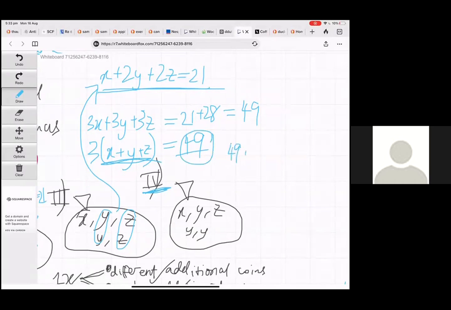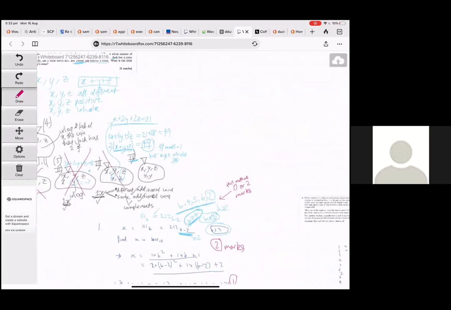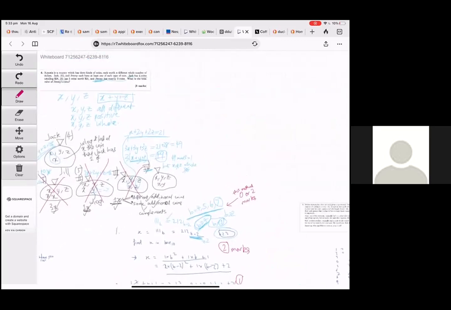However, 49 mod 3 is equal to 1. So that means 49 is not divisible by 3, and X, Y, and Z would not be whole numbers. So since X, Y, and Z are whole, that can't be the case. So case 3 is out of the question. And so we definitely know that it's going to be case 4.